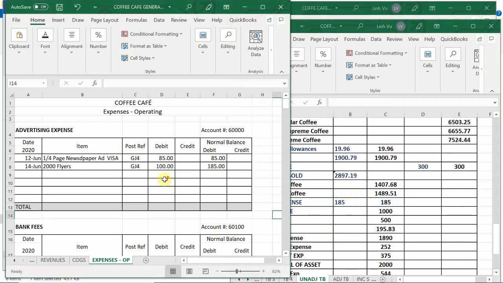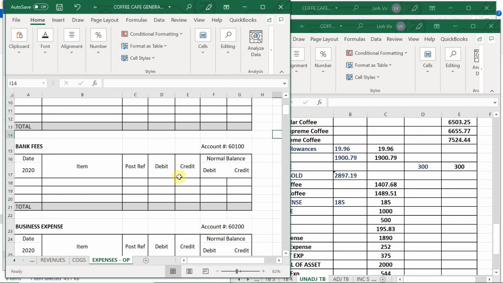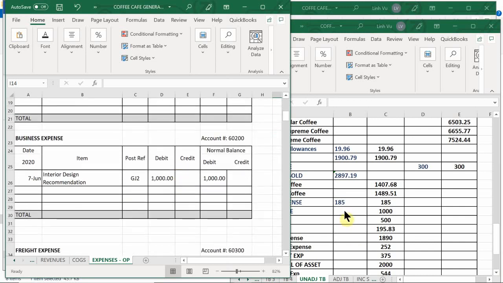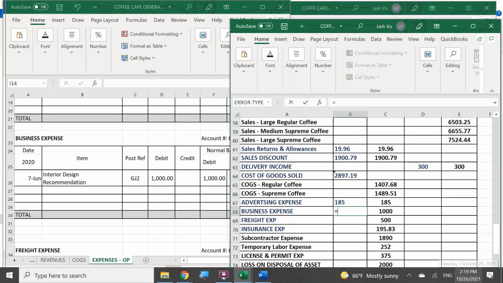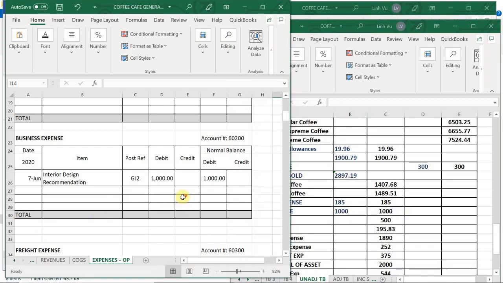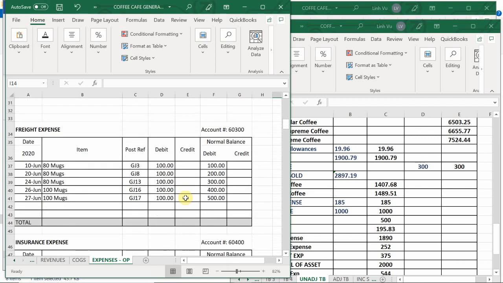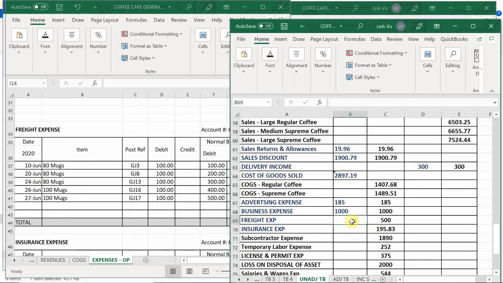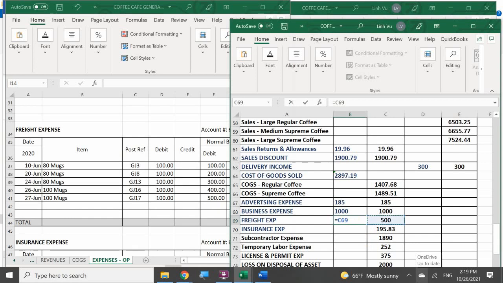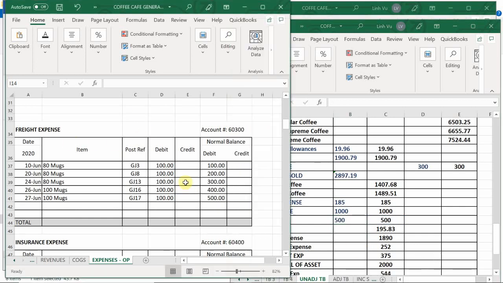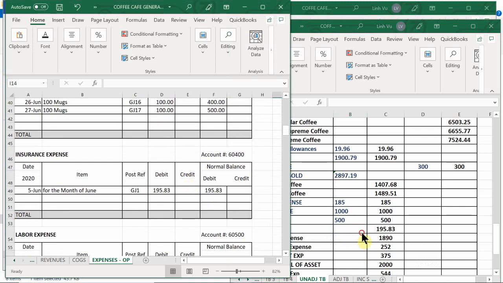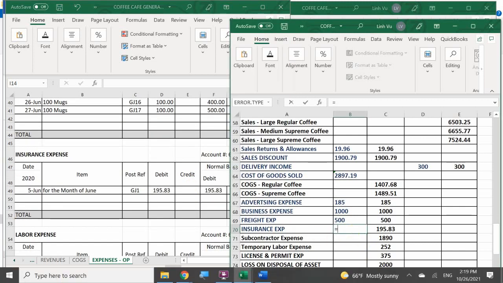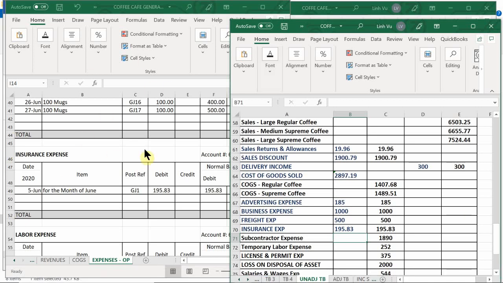Okay. What about my bank fees? Don't have any yet. Nothing. What about my business expense? Business expense, $1,000, the same. What about my freight expense? Freight expense, 500, the same. Still 500, right? What about my insurance expense? 195.83. Okay.